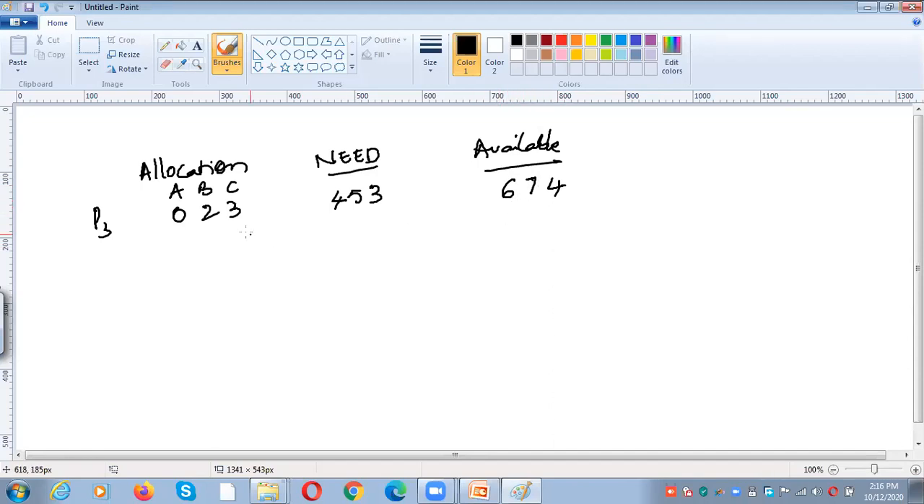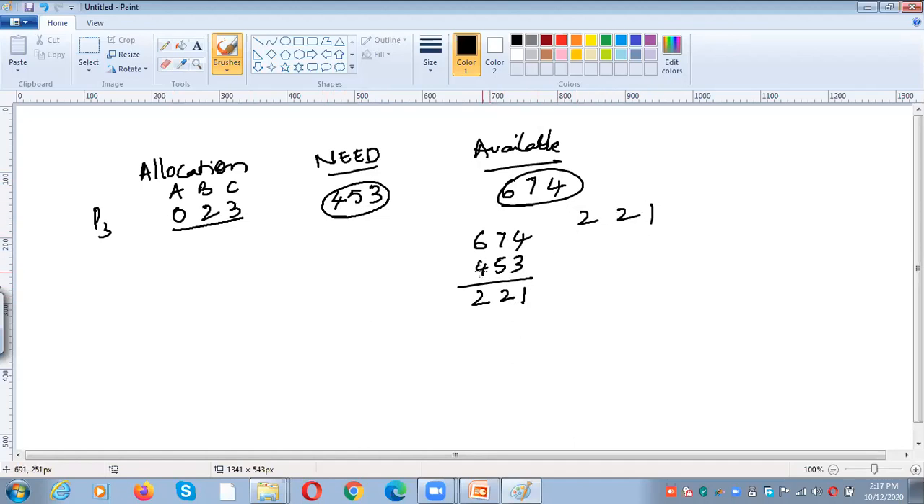So what you need to do? Already you have assigned 0, 2, 3, and now it requires 4, 5, 3. So what you will do? From 6, 7, 4, you need to deduct 4, 5, 3. So 2, 2, 1 are still available. After giving 4, 5, 3 to process 3, 2, 2, 1 are still available. Okay.